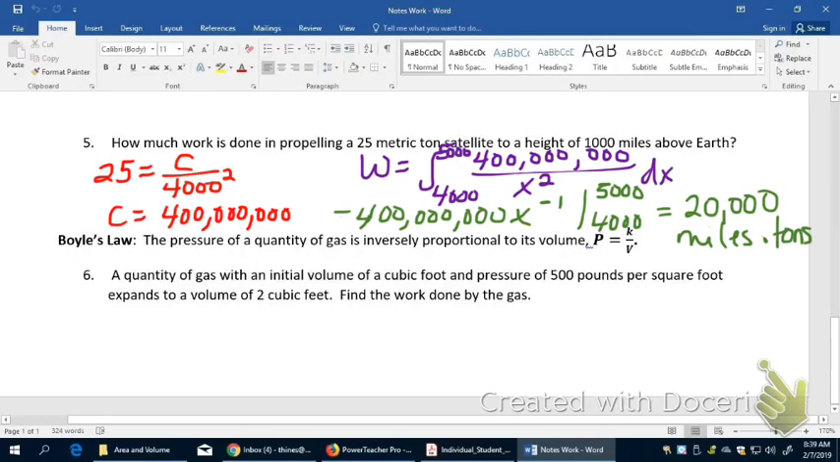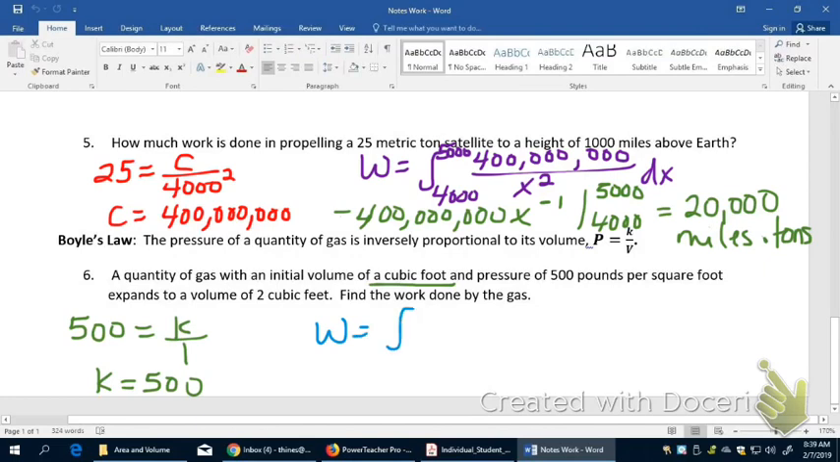So we have a quantity of gas with an initial volume of a cubic foot. It didn't specifically say a number there, but that right there is 1 cubic foot. You need that. And the pressure is 500 pounds per square foot. And it expands to a volume of 2 cubic feet. And we want to find the work done by the gas. Okay. So start off with the initial volume and pressure, which would be 500 equals K over 1, because it's 1 cubic foot. So you get K is 500.